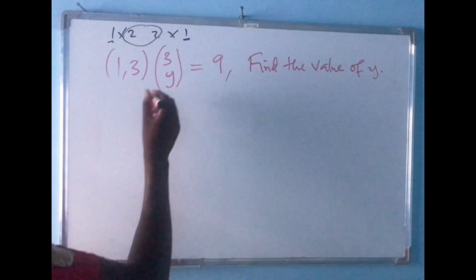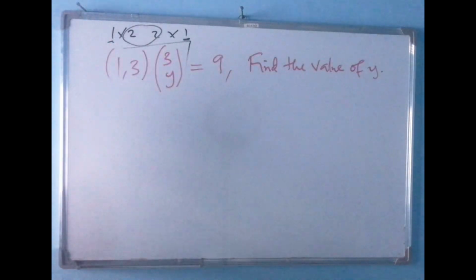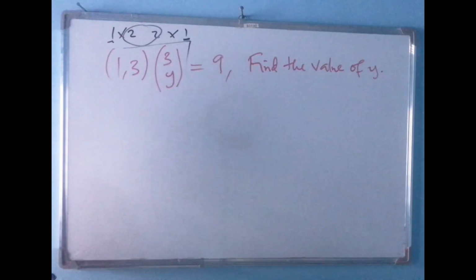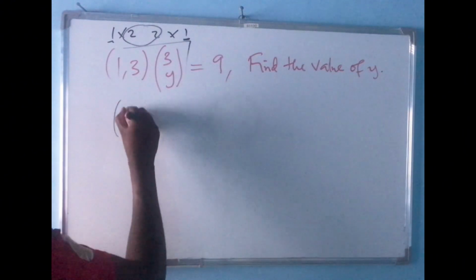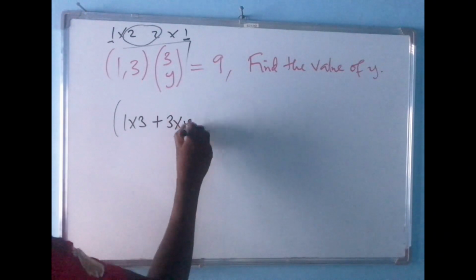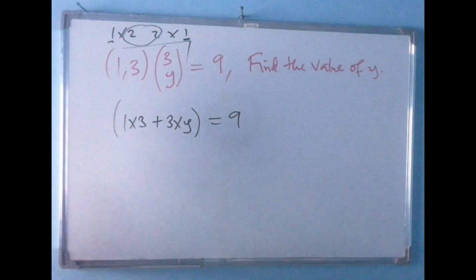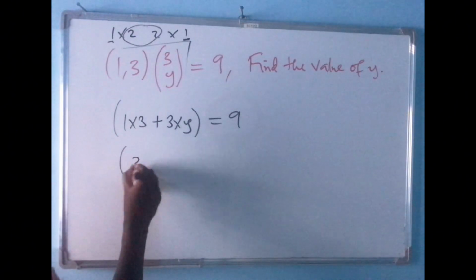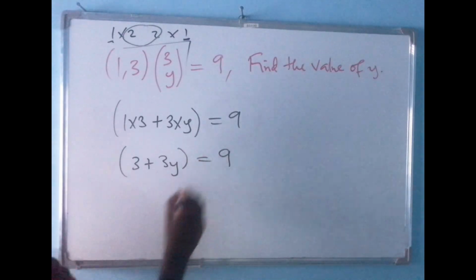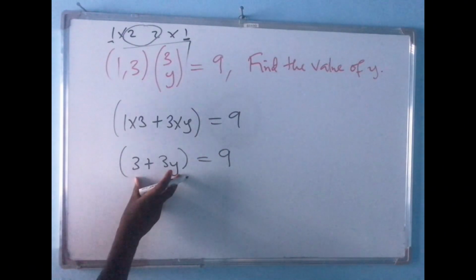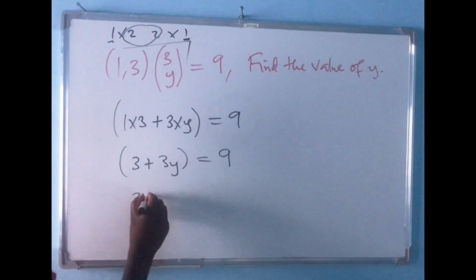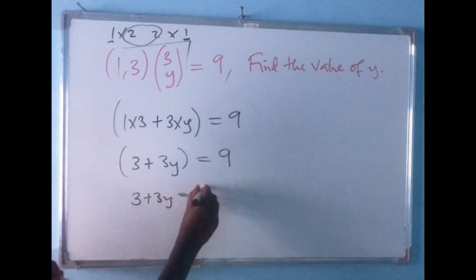Multiplying matrices basically forms something like a 7. You move this one with this one, this one with this one, then you write the answer. So we start by multiplying 1 times 3. We have 1 multiplied by 3 plus 3 times y, and this should give us 9. What is 1 times 3? This will give us 3, plus 3 times y, which is 3y, and that should equal 9. Now this becomes an equation: 3 plus 3y equals 9.